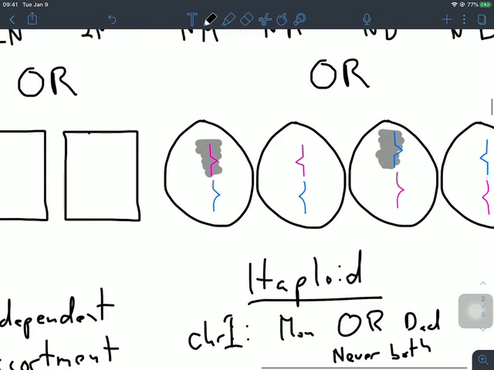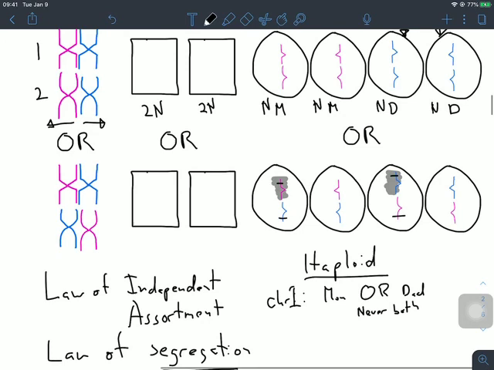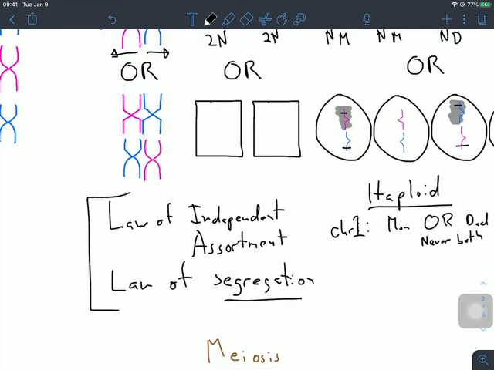The alleles at chromosome 1 are separating from the alleles at chromosome 1. The alleles at chromosome 2 are separating from the alleles at chromosome 2. And these are your two laws of genetics, foundational.